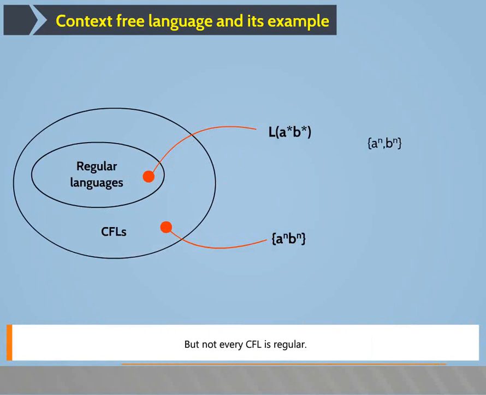a^n b^n. x x^r where x element of {a,b}*. a^n b^j a^n, where n ≥ 0, j ≥ 1.